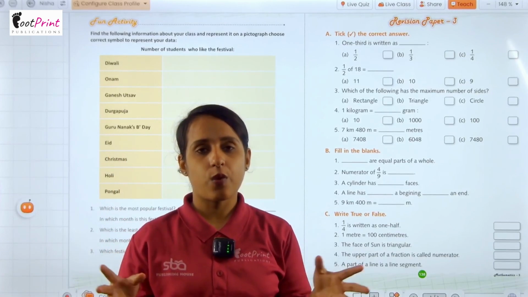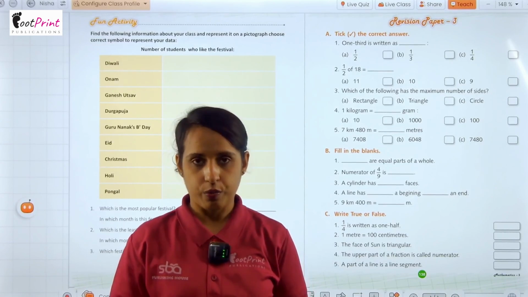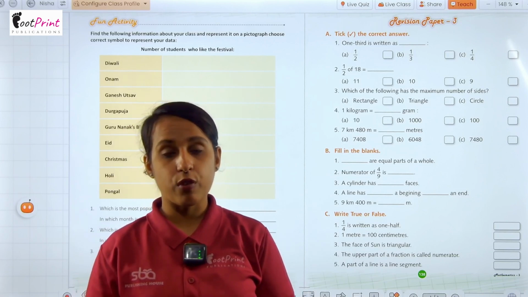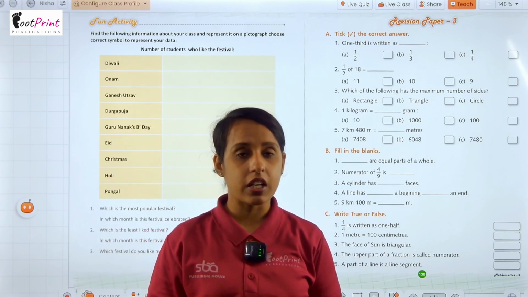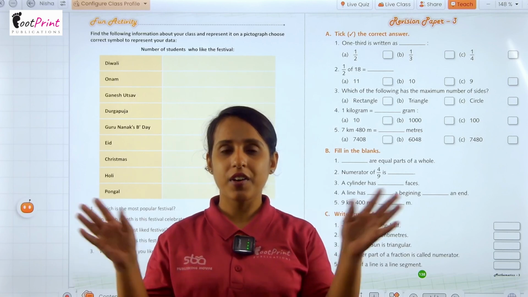So students, this is all about our chapter. I hope all the concepts of this chapter have been clear to you. In this we learned about pictograph and bar graph, and we also learned how to represent data and interpret the data. So I will meet you in the next class. Till then, take care. Bye bye.